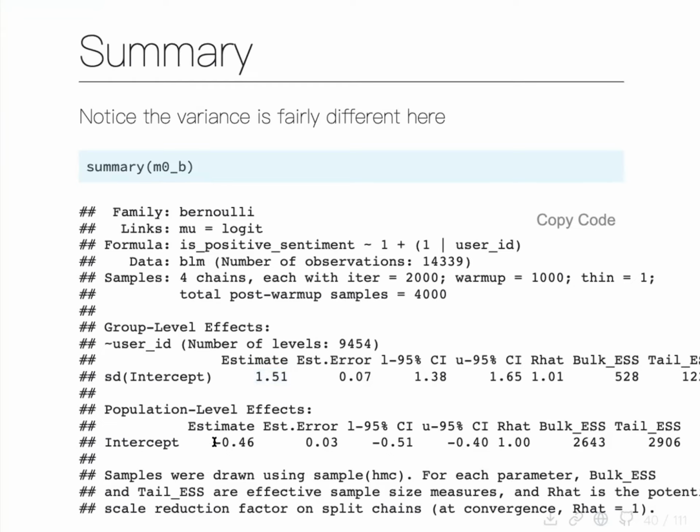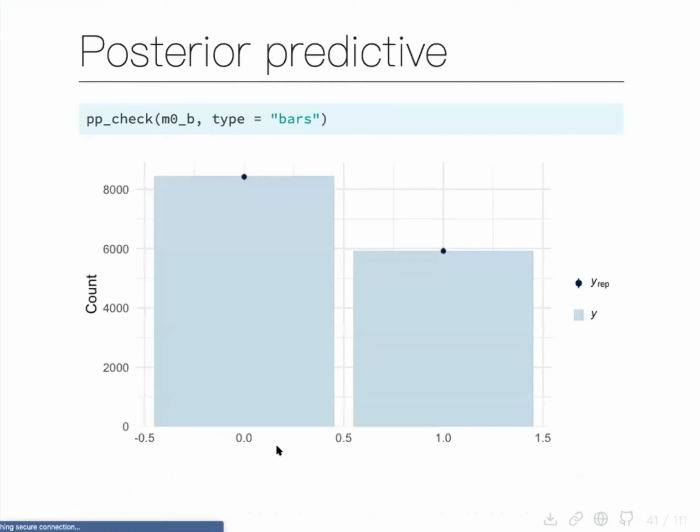The fixed effect is pretty darn close to what we had before, though. So the first thing I would do is look at my posterior predictive checks. In this case, I'm saying type equals bars. The default is the density plot, and we saw that previously.